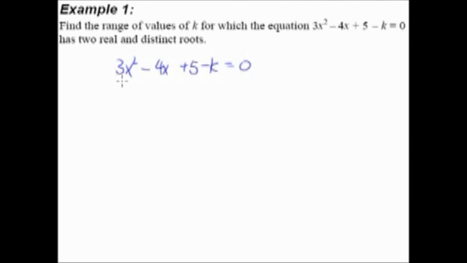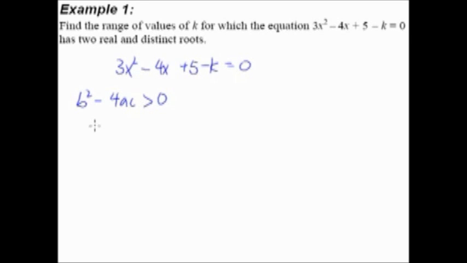So this is the coefficient of x squared. This, negative 4, is the coefficient of x, and this 5 minus k, where k is a constant, has to be the constant term. Now, since we know that there are two real and distinct roots, what does it tell us? Well, it tells us that b squared minus 4ac will be greater than 0, isn't it?